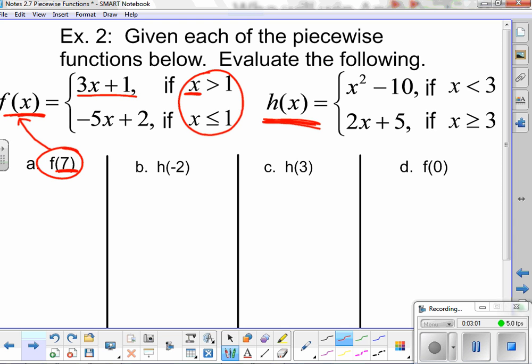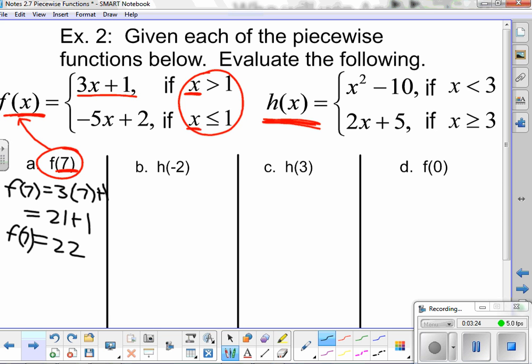I would use the bottom part of this one if x was smaller than 1. So the way I would do this, I would say f of 7 equals 3 times 7 plus 1. That's basically just substituting it into the top part. So f of 7 is equal to 21 plus 1, which is 22. So f of 7 is 22. When you plug in a 7 into our function, you get a 22. Now, looking at the second one, let me erase some of this stuff here.